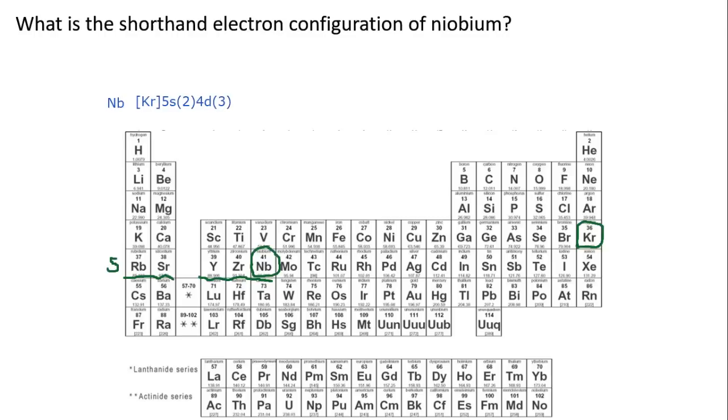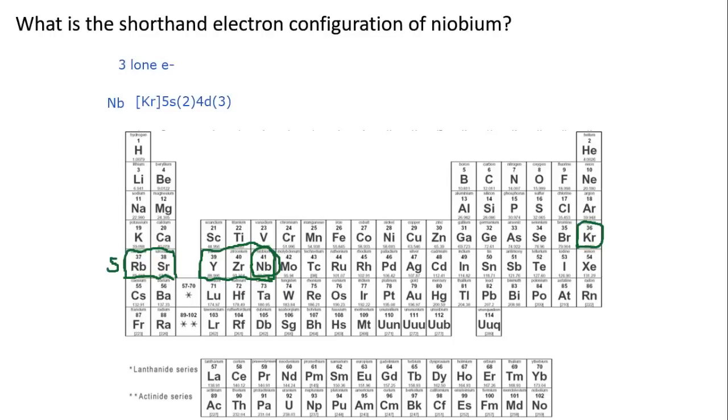After krypton, since we're on the 5th row, this here is the s orbital, and it's completely filled. So it's 5s2, and then this here is the 4d, because it's the row minus 1. Since we're on the 5th row, it's 4d. Since there's only 3 electrons, we know that niobium has three lone electrons.